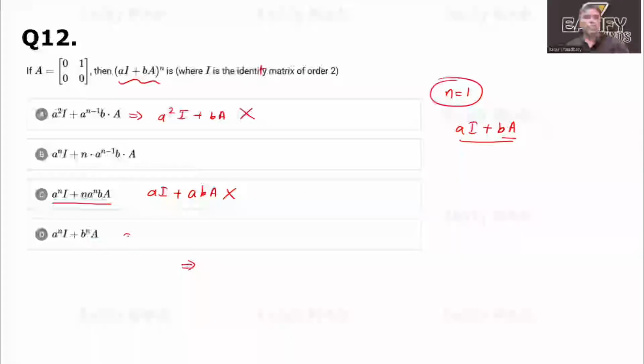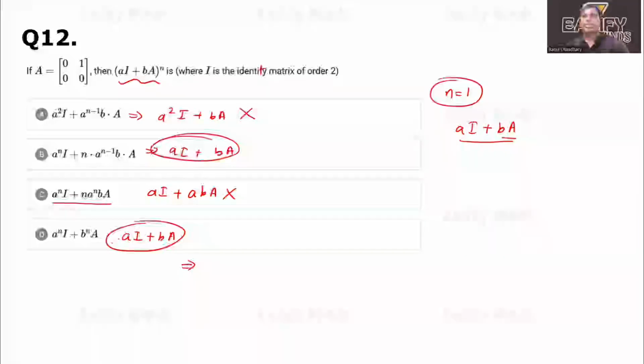Now if I put 1 here, I am getting AI + BA. And if I put 1 here, what will I get? AI + 1 BA. So both are giving me the same values. Now let's try to put n equal to 2. If I put n equal to 2, (AI + BA) to the power 2, so how much will this be?